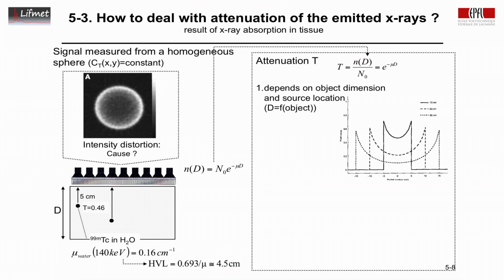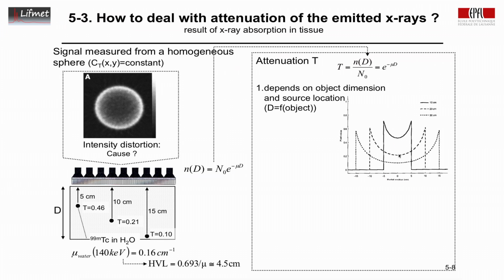In this case, the distance is 10 centimeters. So we roughly have 2 times the distance, so it's the square of the attenuation, 0.46 squared, that is roughly 0.21. So we have 21% of the photons that will survive a travel of 10 centimeters through water. And the last example here is 15 centimeters of distance, and here we end up detecting only 10% of the photons.